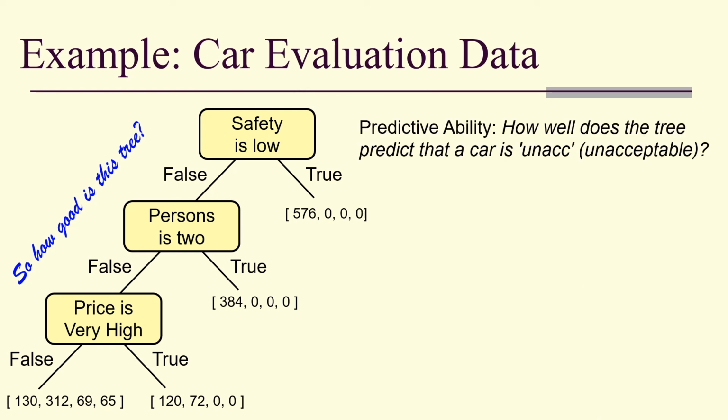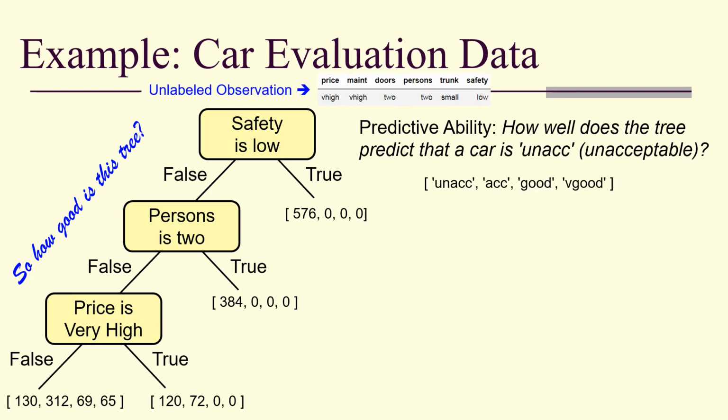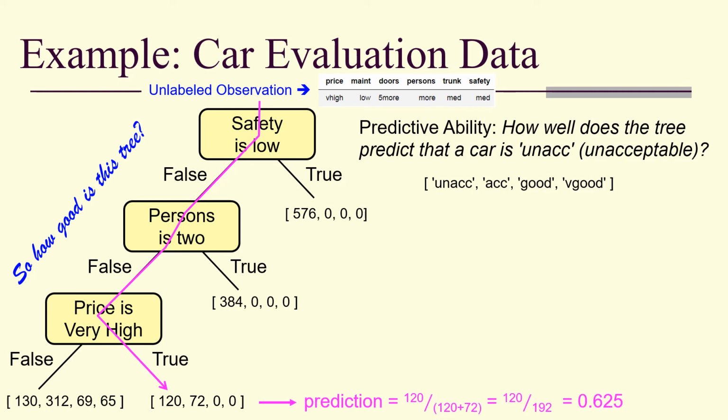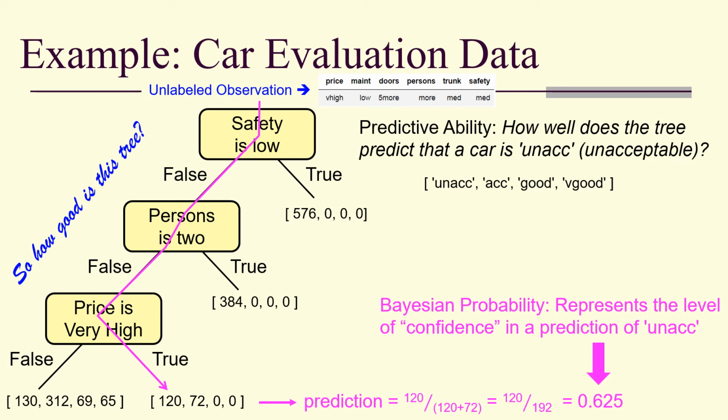So how well does the tree predict if a car is unacceptable? Well, now we're just going to look at the first of these 4 labelings, and we see that if the safety is low, it's unacceptable. We see that if safety is high or medium, but the price is very high, then we have a 62.5% Bayesian probability that this car would be predicted as unacceptable because of its high price.